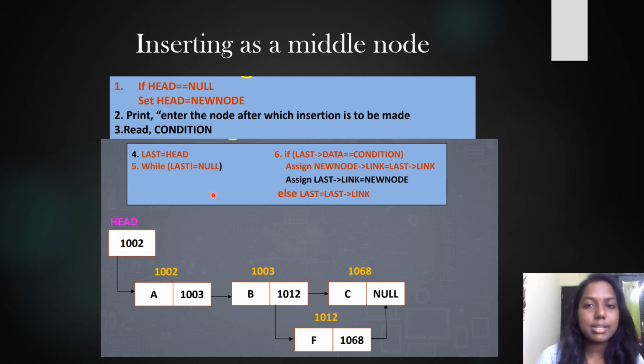Next is insertion as a middle node. If we have to insert a node between two nodes, we see if the head is equal to null. If the head is null, basically it tells us that we've got to set it to the new node. Again we say if last is equal to head while last is not equal to null. The last is set to head only when the last is not equal to null.